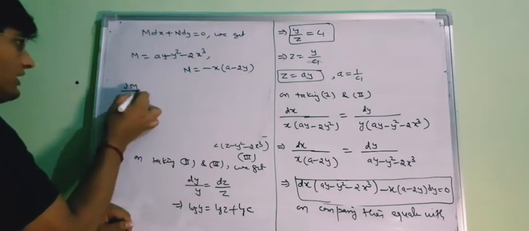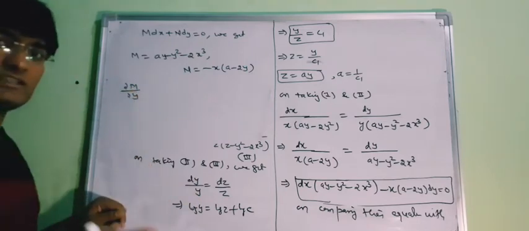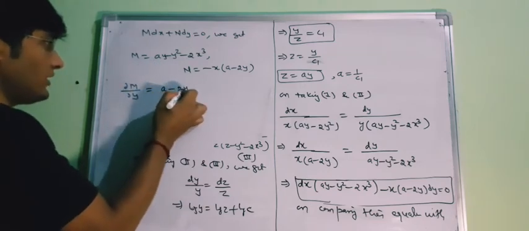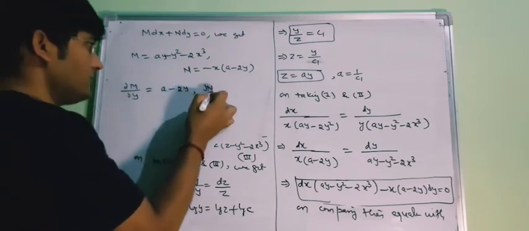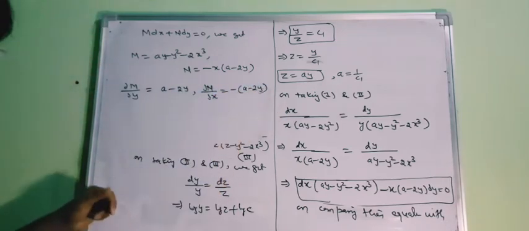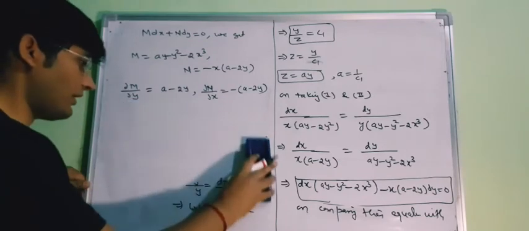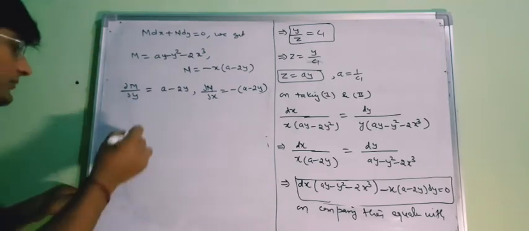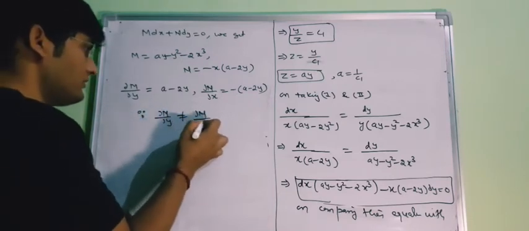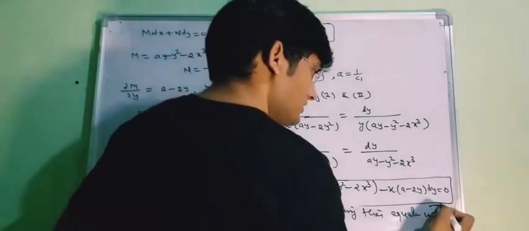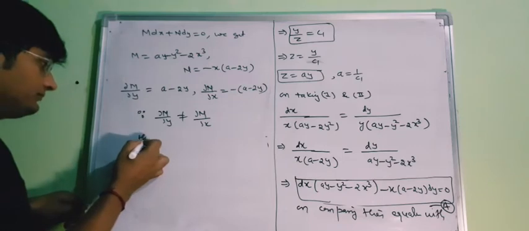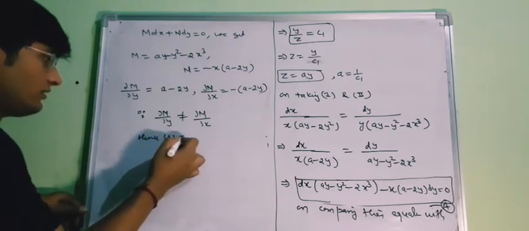So let us compute del M upon del y to check whether it is exact or not. So del M upon del y is a minus 2y, and del N upon del x is minus a minus 2y. So here you can see that del M upon del y is not equal to del N upon del x. That means, say this equation is equation number A. Hence we can say that equation A is not exact.